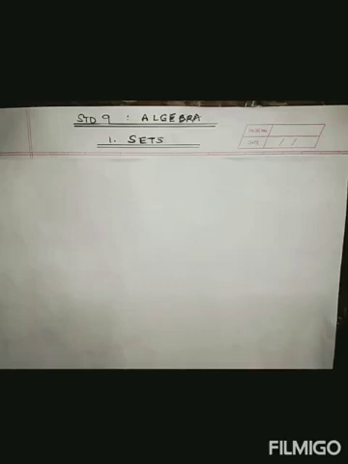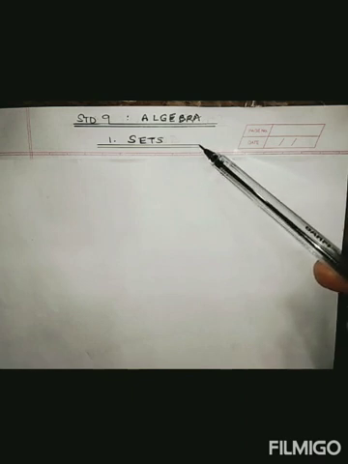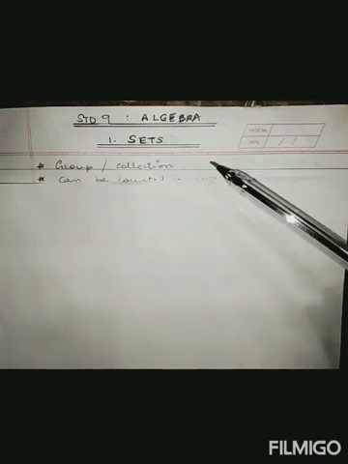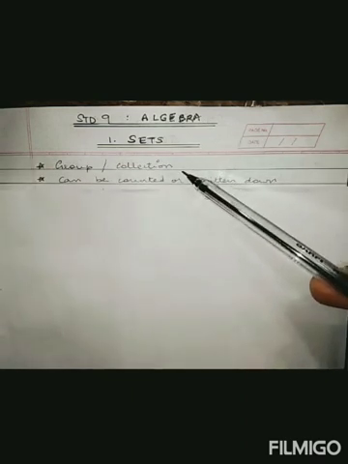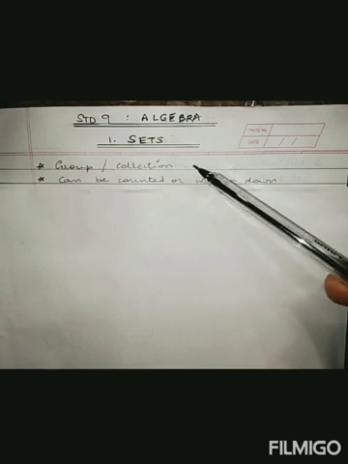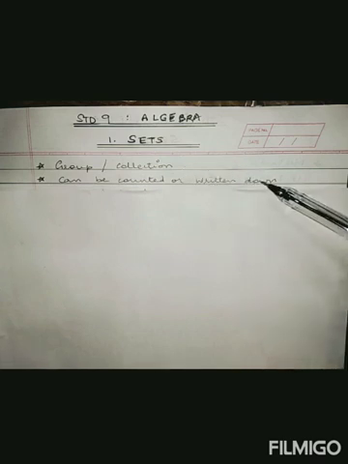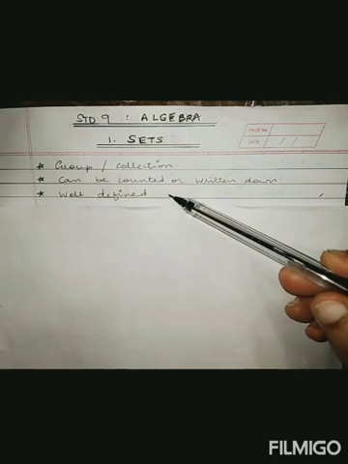Hello children, today in Algebra we are going to study the chapter Sets. What is a set? A set is a group or collection of various objects which can be counted or written down. A set is well defined. Let us understand the meaning of this word well defined.